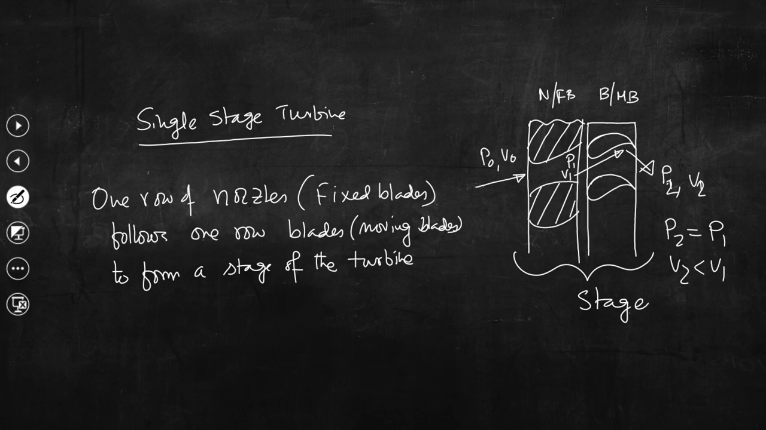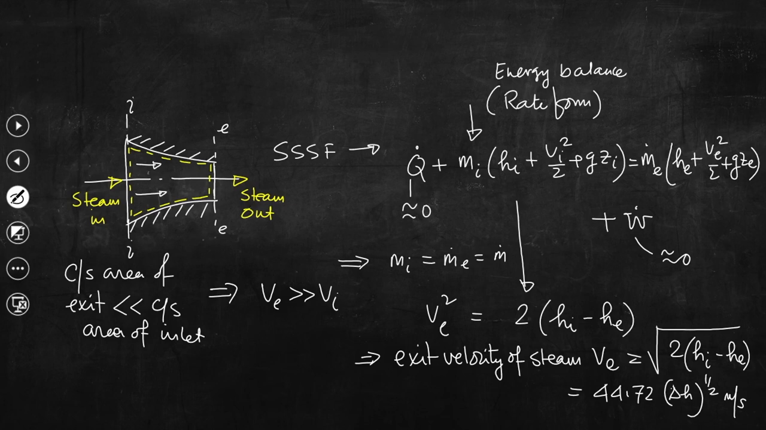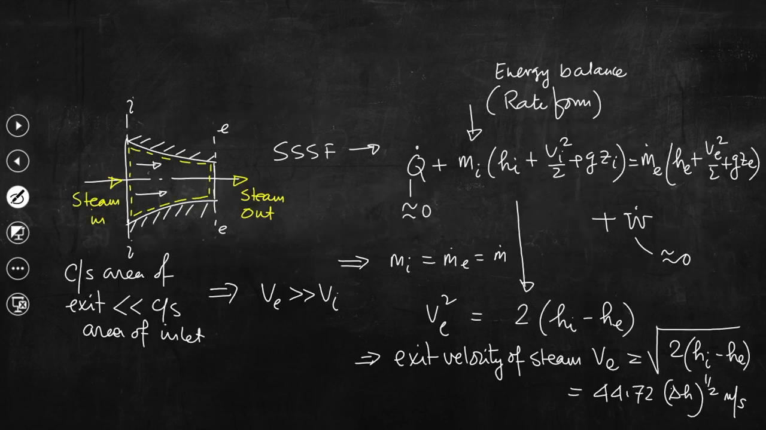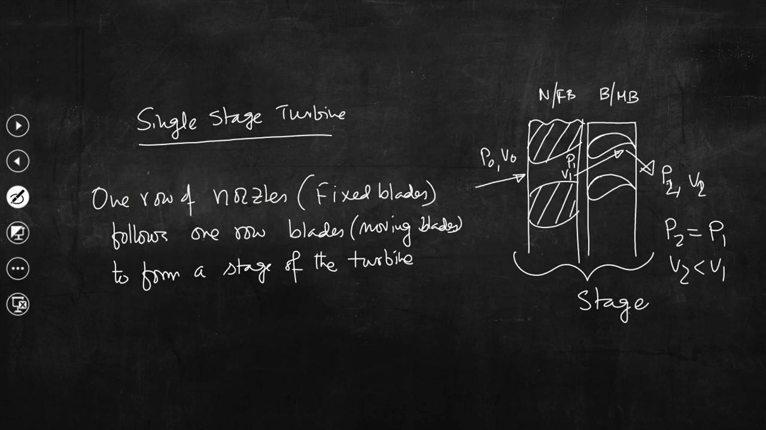Now try to understand, if you would like to have the pressure drop from P0 to P1 or P2, and the total enthalpy drop in only one single stage of the turbine, then the velocity would be very high. This is the velocity of steam at the exit of the nozzle. If we apply that same equation between state 0 and 1, then V1 is the velocity of steam at the exit of the nozzle according to the schematic. So, now this V1 is equal to the square root of 2 into (H0 minus H1).